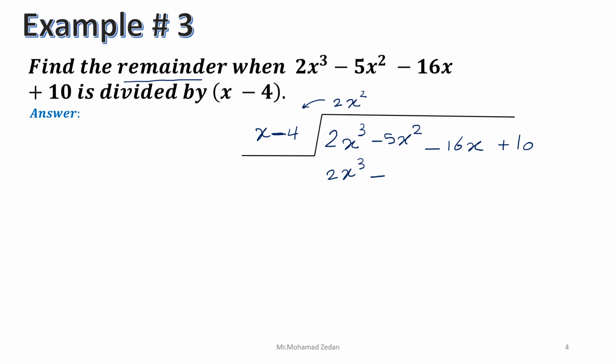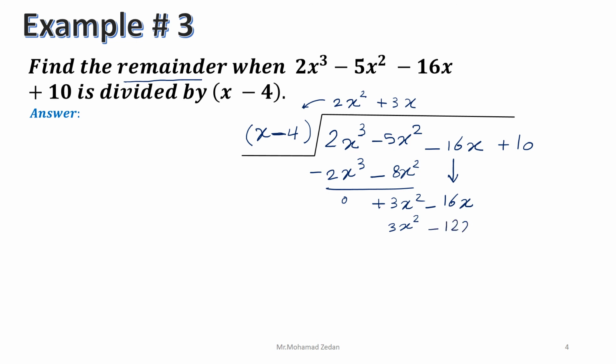Don't forget, when you multiply back, you multiply by the whole expression. You multiply by x first and then by negative 4. So 2x cubed minus 2 times 4 is 8x squared. Subtract 0. Negative 5 minus negative 8 is positive 3x squared, minus 16x. Just bring this down here. 3x squared divided by x is 3x only here. Multiply back, you have 3x squared, minus 12x.